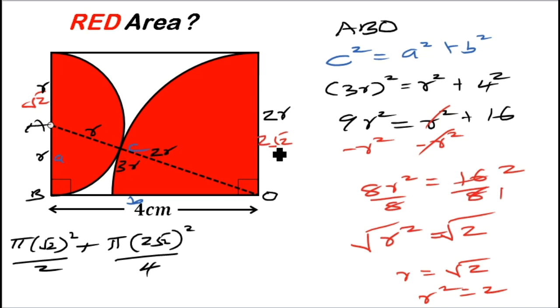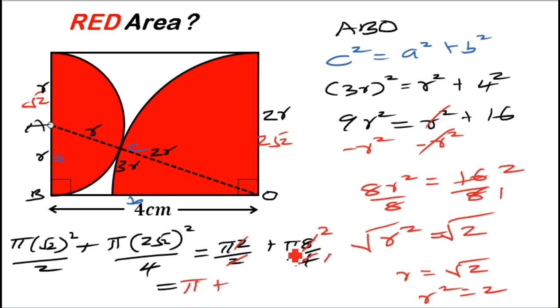Remember the radius of the quarter circle is 2 root 2 and the radius of the semicircle is just root 2. So if you work that out, root 2 squared is 2. So you'll have pi times 2 over 2, then plus root 2 squared is 2, then 2 squared is 4, and 4 times 2 is 8. So that is pi times 8 over 4. If you simplify that, the 2 goes with the 2, you remain with pi, then plus 4 goes into 8 twice, pi times 2 gives 2 pi. So you get a total of 3 pi. So it means the red area is 3 pi.